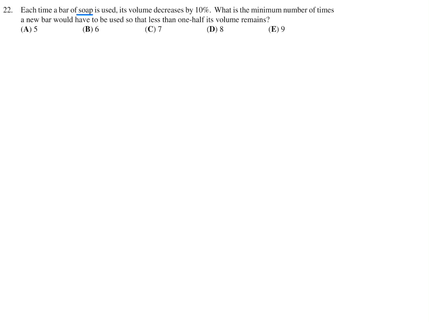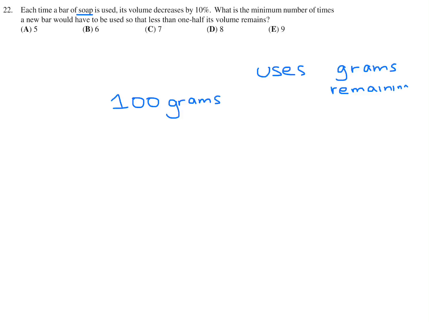Instead of using X and that kind of stuff, I'm just going to give the soap a weight. I'm going to say it's 100 grams. It'll just make it so much easier than to use X and X over 2 or 0.9X and all that. So I'm going to make a little graph, or a table rather, of how many uses and then how many grams are remaining. And this should be pretty clear.